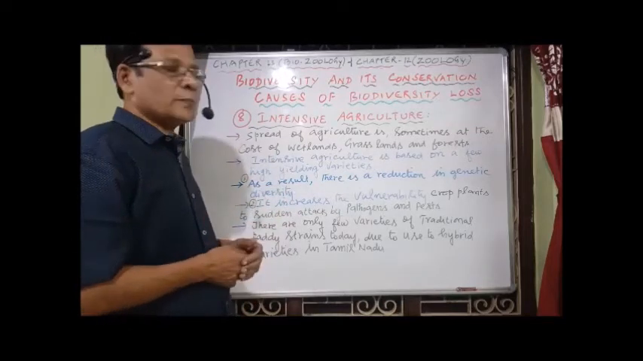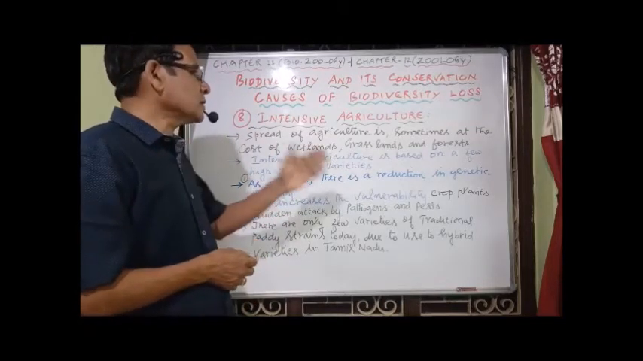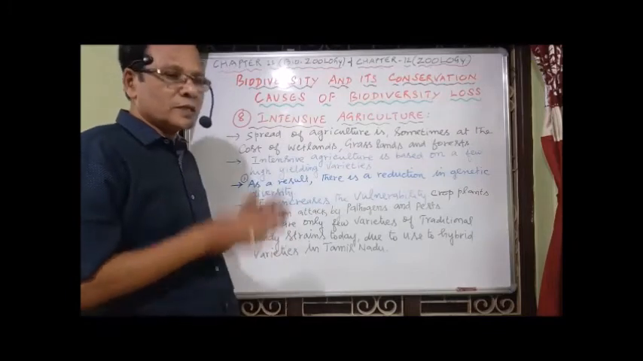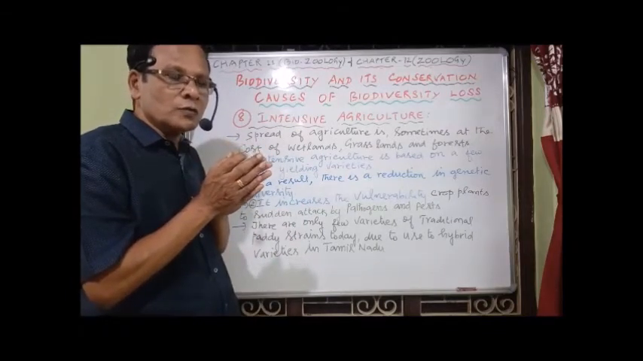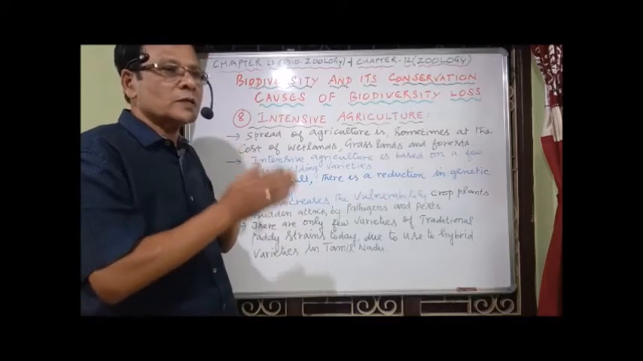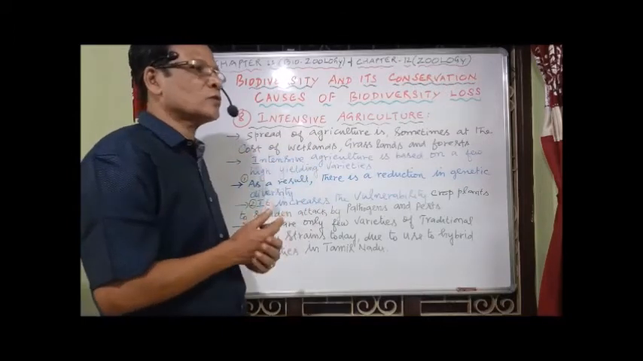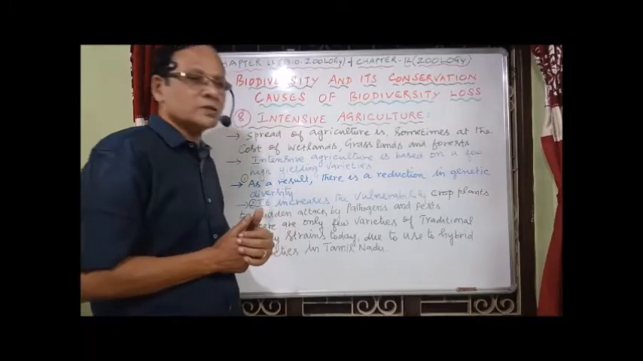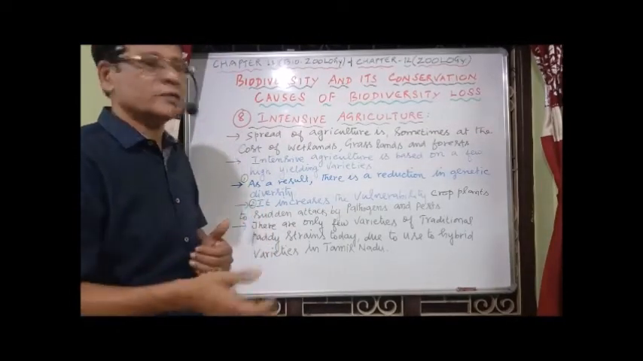As a result, what is happening? Effect number one, there is a reduction in genetic diversity because we are concentrating only on a few high yielding varieties. So there is a reduction of genetic diversity. This is one of the effects of intensive agriculture with high yielding varieties.